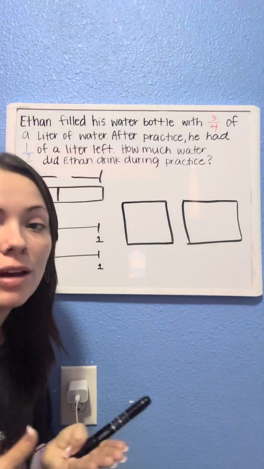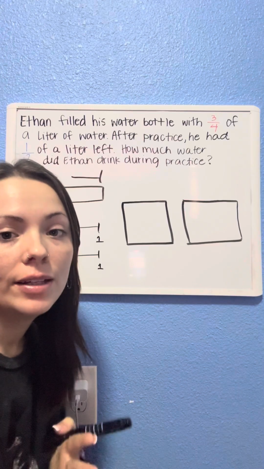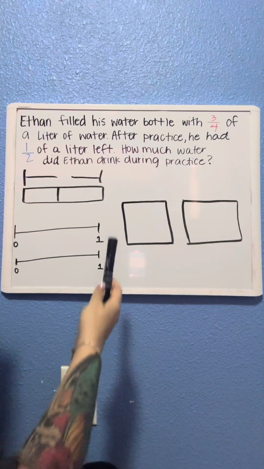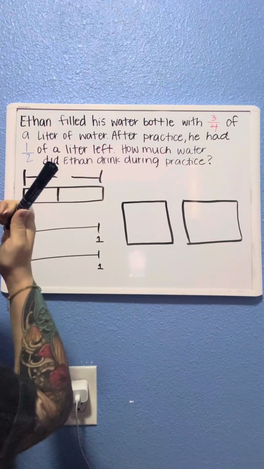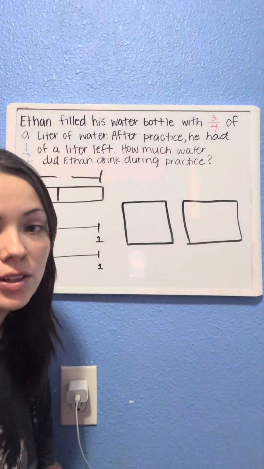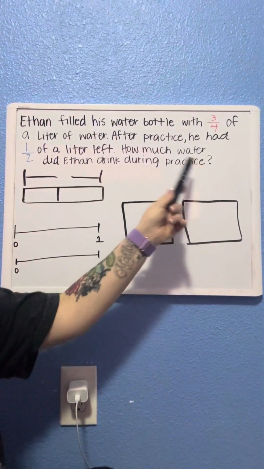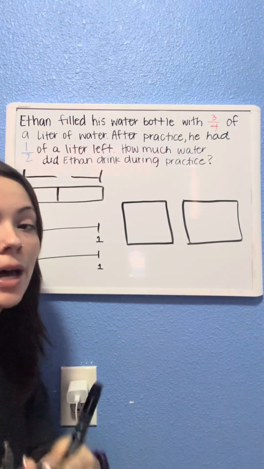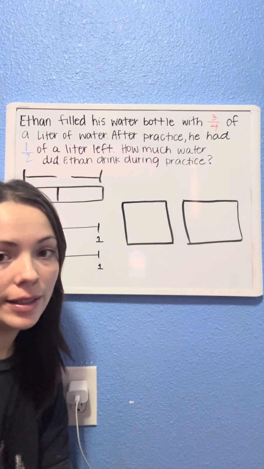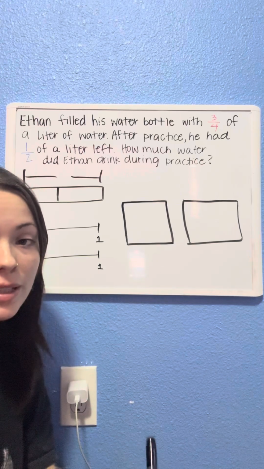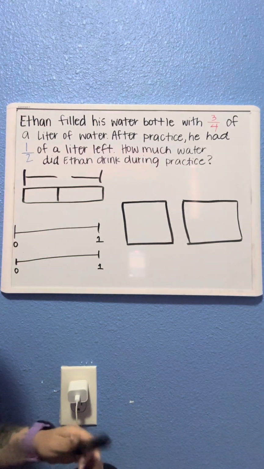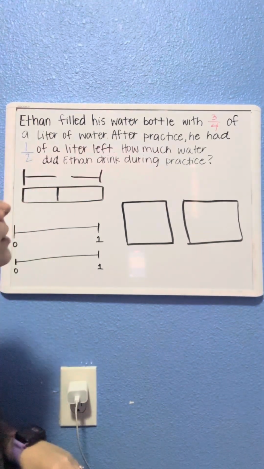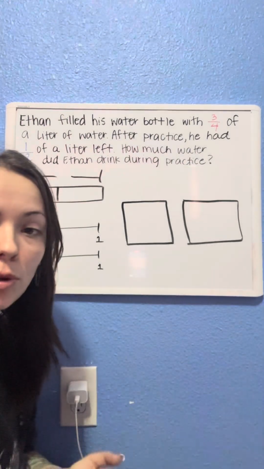All right, so first we have to figure out what is happening in the problem. Well, we know Ethan drank some water, okay? We see he started with 3/4 of a liter of water, and then he ended with 1/2 a liter of water. So would that be joining or separating? It would be separating because he lost some, okay? He drank some, so he doesn't have the full amount anymore, and he didn't gain more. So we know we have a separating problem.